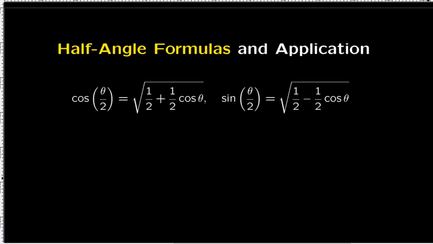Hi everyone, I'd like to introduce a nice application of the half-angle formulas in this video. I stated the half-angle formulas here, cosine theta over 2 and sine theta over 2. So if you know the cosine theta value, you can calculate the cosine and sine values of half of that angle. This is derived from the power-lowering formula or double angle formulas. Let me show you the application and the idea that goes into it.